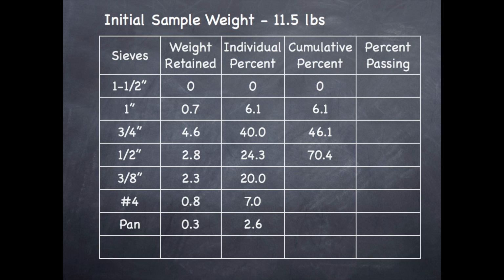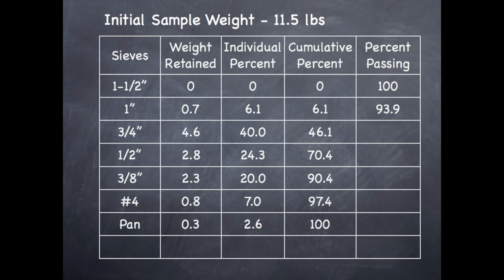And I think you can see how this works. So let's fill in the rest of the numbers below and move on to percent passing. To calculate percent passing, all we do is subtract the cumulative percent retained from 100. As an example, on the 1.5-inch sieve, we have 0% cumulative retained. Therefore, 100% of our sample must have passed through that sieve. On the 1-inch sieve, we have 6.1 cumulative percent retained. Therefore, 93.9% of the sample must have passed through that sieve.